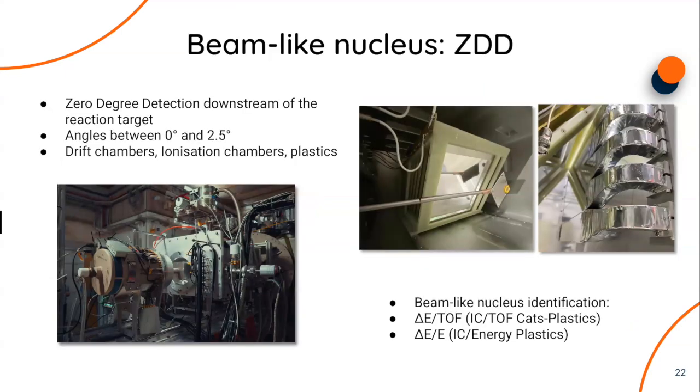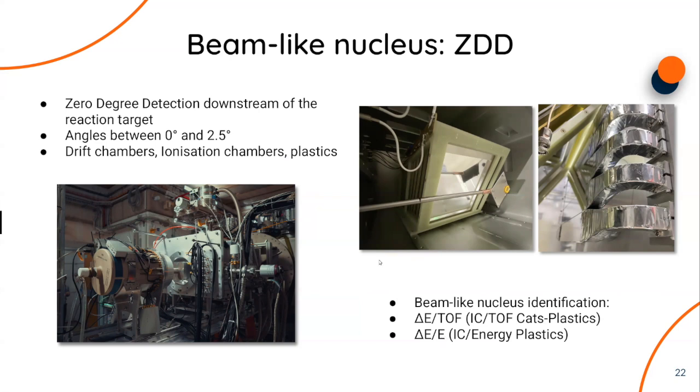We also have the 0-degree detection to identify the beam-like nucleus. The 0-degree detection covers angles between 0 degrees and 2.5 degrees. It's made of drift chambers, ionization chambers, and plastics. The drift chambers are used to get the angle of the heavy recoil. With the ionization chambers, we can get the charge with a delta E. And the plastics are used to do delta E-E or delta E time of flight to get a nice recoil nucleus identification.